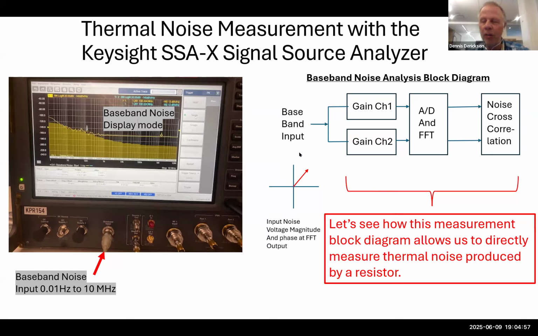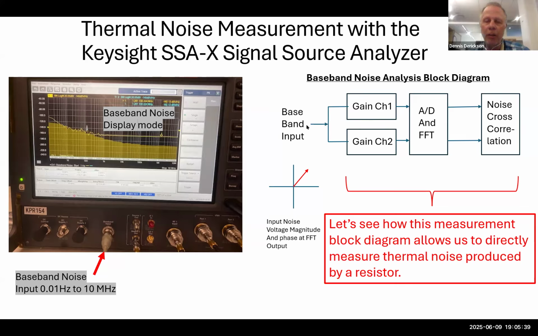Now, I want to talk about how this is done in the block diagram of the SSIX baseband mode. We're going to have an input noise source, in this case a 50 ohm resistor. That 50 ohm resistor will be divided into two identical amplifier chains, channel 1 and channel 2, identical in all aspects. We're inputting noise here, but channel 1 and channel 2 have their own noise. Channel 1 noise and channel 2 noise have no relationship with each other. They're random and have no magnitude or phase relationship with each other.